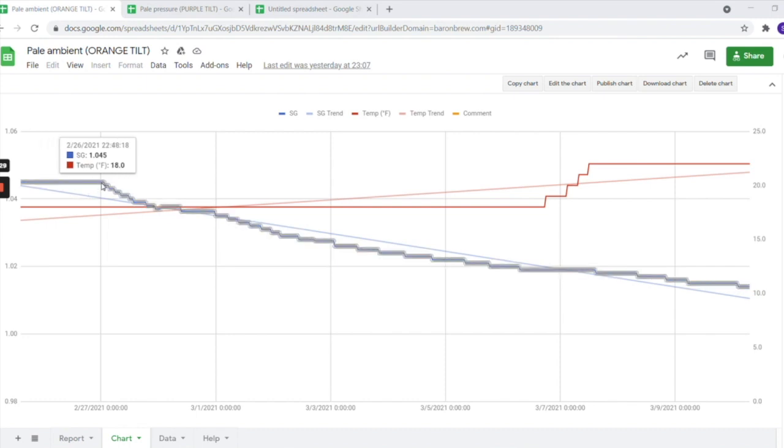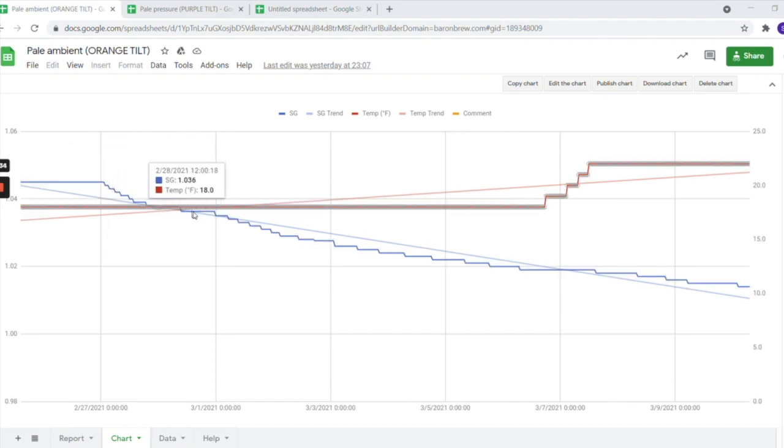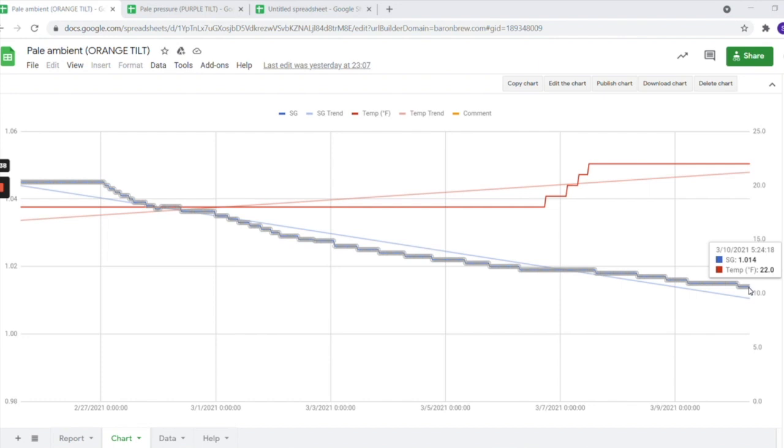So once the fermentation started, we can see that the specific gravity decreased quite gradually over time till we reached our final gravity of 1014. The final gravity was reached on the 10th of March, and when I pitched the yeast was 25th of February. So the duration of fermentation in this case is about 10 to 11 days altogether.